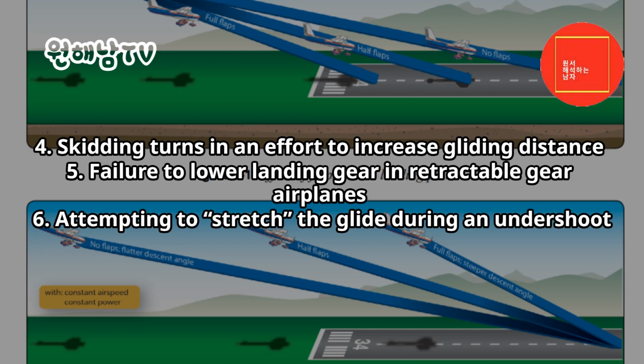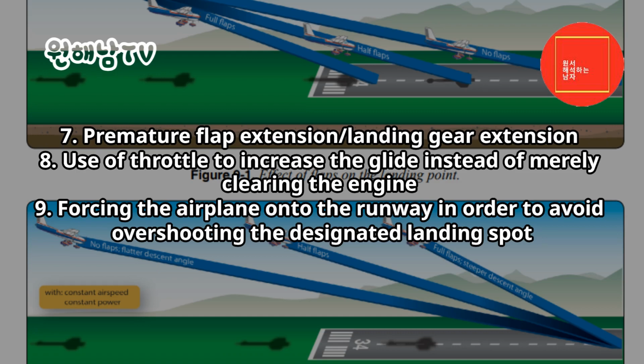6. Attempting to stretch the glide during an undershoot. 7. Premature flap extension or landing gear extension. 8. Use of throttle to increase the glide instead of merely clearing the engine. 9. Forcing the airplane onto the runway in order to avoid overshooting the designated landing spot.